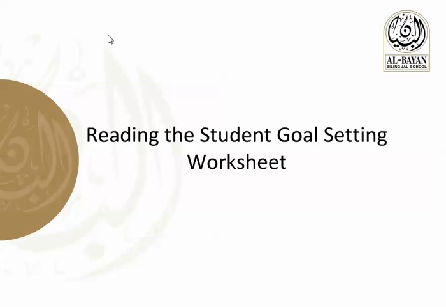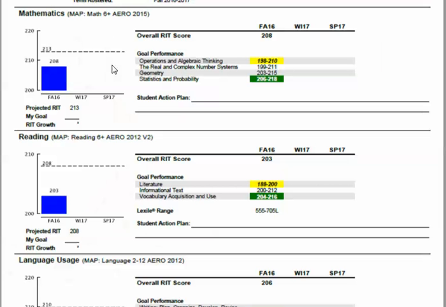Moving on to reading the student goal setting sheet. The student goal setting sheet received with the report card shows you your child's MAP test history and growth projections in the 3 subjects tested. I will now walk you through different parts of this sheet.